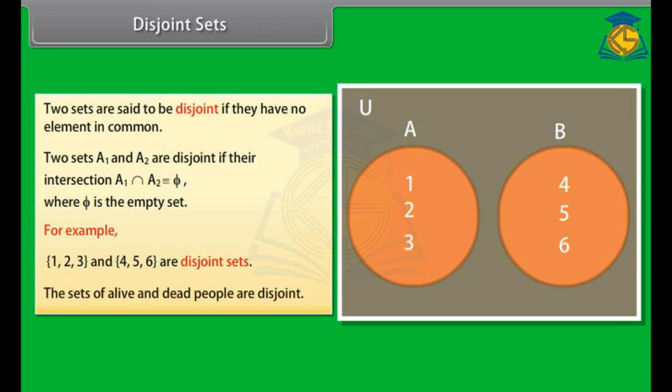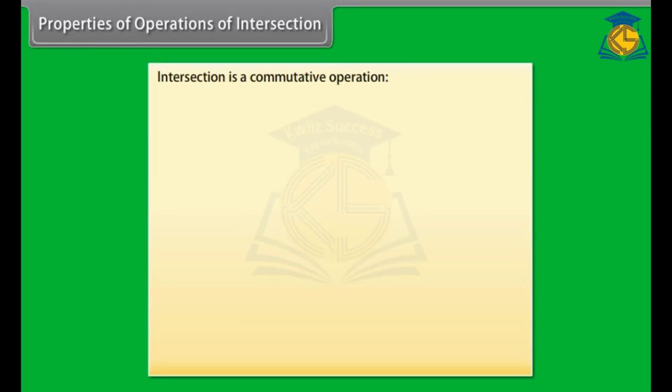The sets of alive and dead people are disjoint. The disjoint sets can be represented by means of Venn diagram as shown. Properties of operations of intersection. Intersection is a commutative operation. A intersection B is equal to B intersection A.